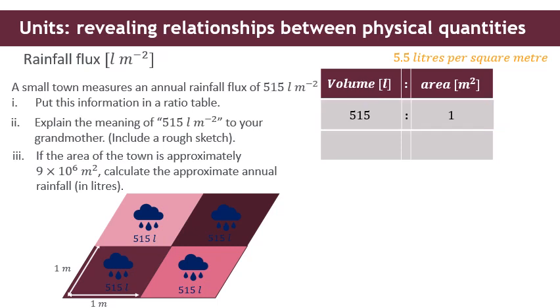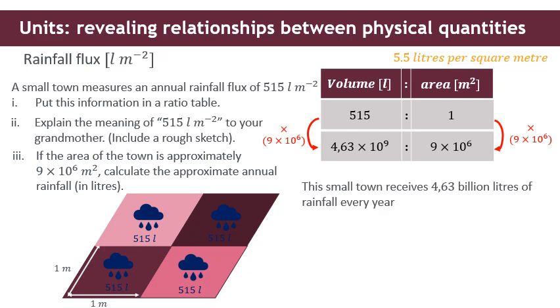So we had 515 liters per 1 square meter, but now we're dealing with 9 million square meters. So we multiply by 9 million on the right, multiply by 9 million on the left, and we get 4.63 times 10 to the 9 liters. So if you want to say that second row of the ratio table in an English sentence, you could say, this small town receives 4.63 billion liters of rainfall every year.